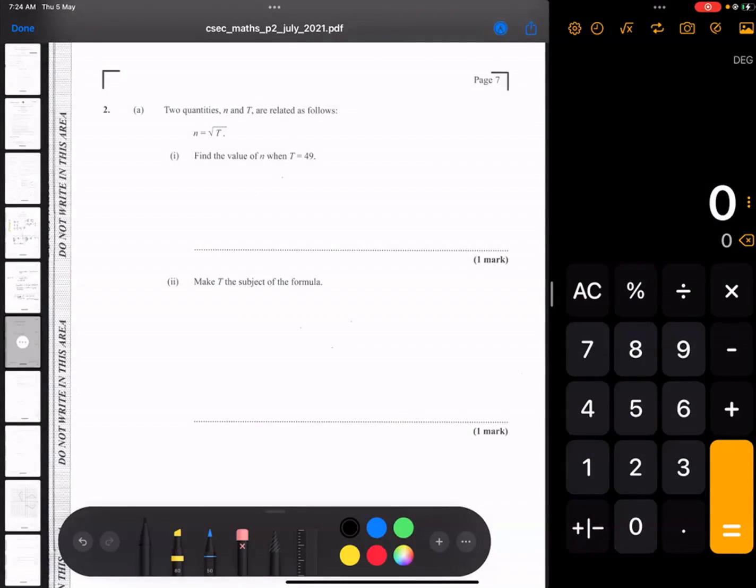Question 2. Two quantities n and t are related as follows. N is equal to the square root of t. Find the value of n when t is equal to 49. So to find that value, we would simply substitute t to be 49. So instead of the square root of t, we'll have the square root of 49. And that would work out to be positive or negative 7. And our final answer would be 7.